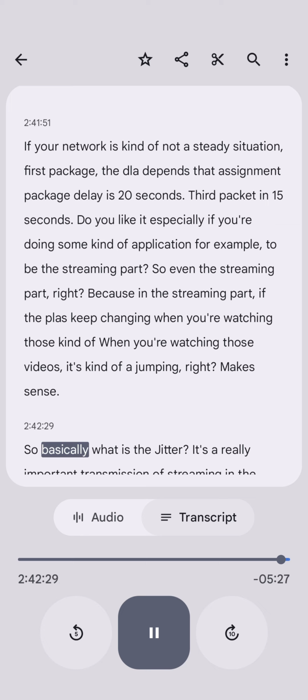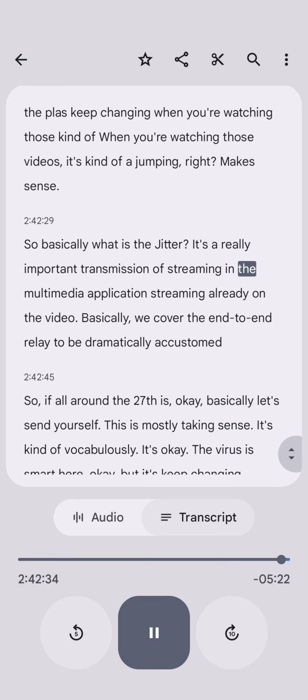Not, right? So basically, what is jitter? It's really important for the transmission of streaming in multimedia applications, streaming audio and video. Basically, we talk about the end-to-end delay. We want the delay to be relatively constant.